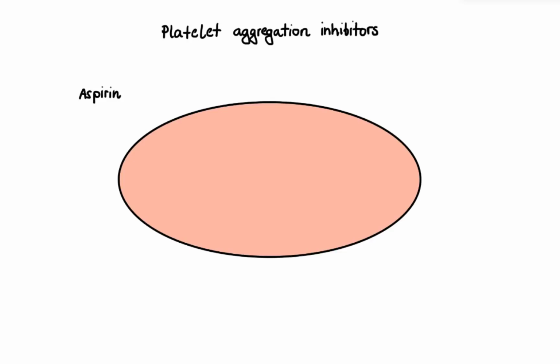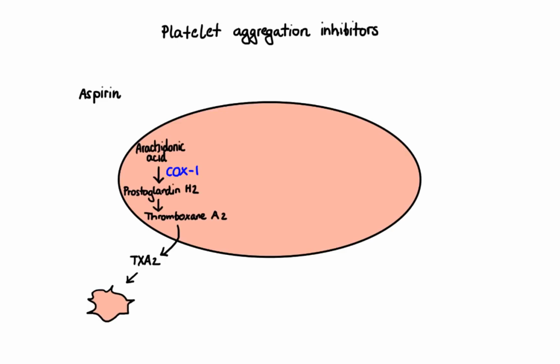In order to understand how aspirin works, let's take a closer look at the inside of a platelet. So when a platelet becomes activated, arachidonic acid is released from the membrane phospholipids. Then it gets converted to prostaglandin H2 by cyclooxygenase 1 enzyme, also known as COX-1. Finally, prostaglandin H2 is further metabolized to thromboxane A2, which is released from the platelet to stimulate activation of new platelets as well as promote their aggregation. So what aspirin does is it irreversibly inactivates the COX-1 enzyme, thus effectively disrupting clot formation.